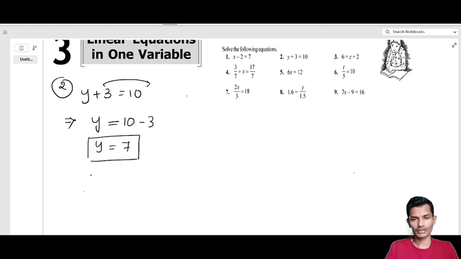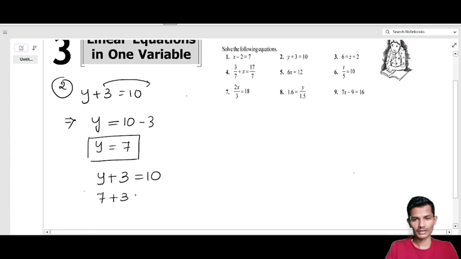So we need to check whether this y value, 7, is correct or not. Again I'm going to write the equation that they have given in the question: y plus 3 equals 10. In the place of y I need to write 7, because we found out that y equals 7. So I'm going to write 7 plus 3 equals 10. 7 plus 3 is 10 only, so 10 equals 10.